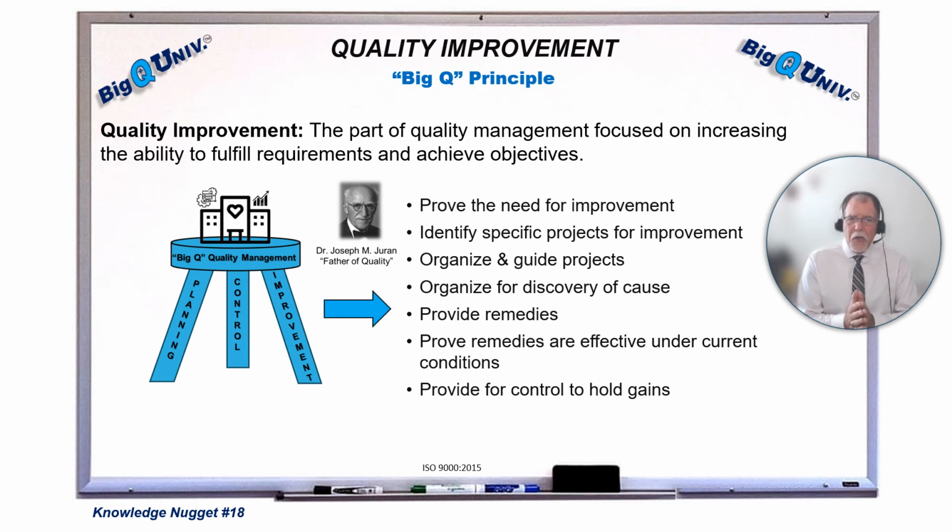According to Juran, quality improvement was made up of these elements. First, you must prove the need for improvement. Then you identify specific projects for improvement, organize and guide those projects, organize for discovery of cause, provide remedies, prove remedies are effective under current conditions, and provide for control to hold gains.